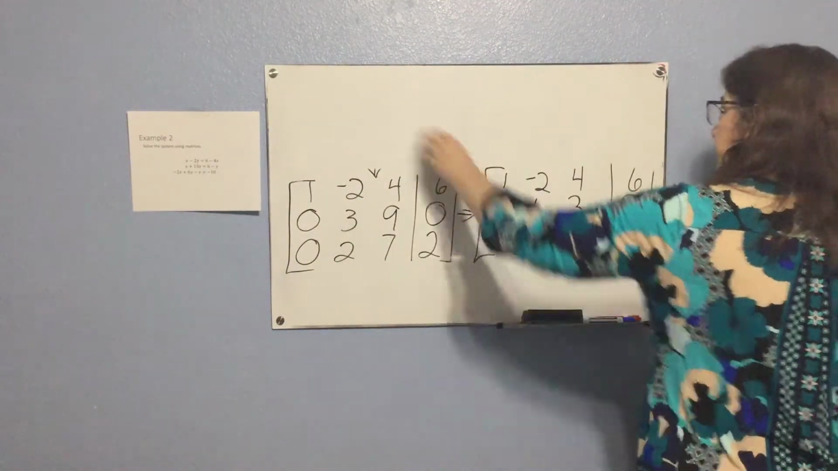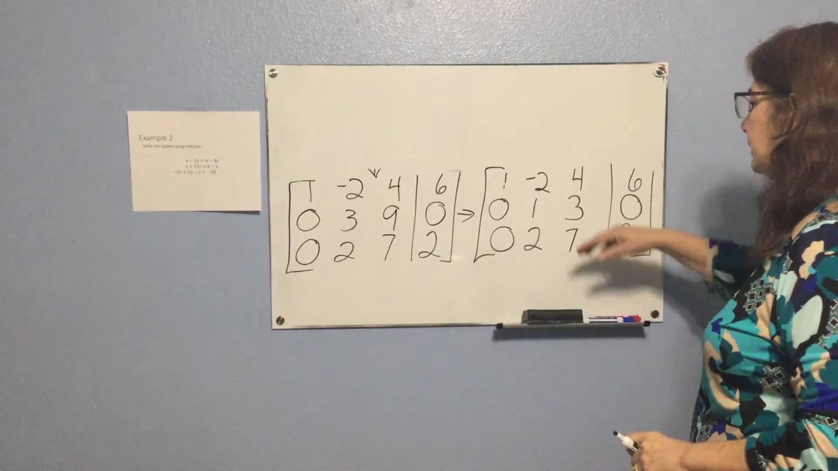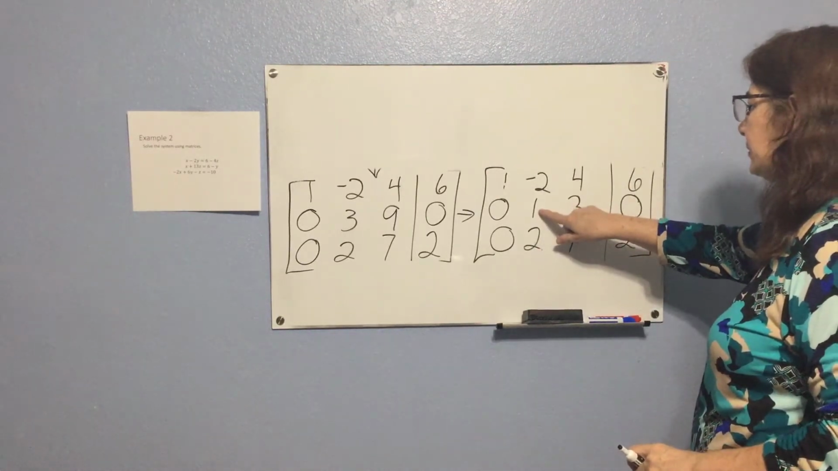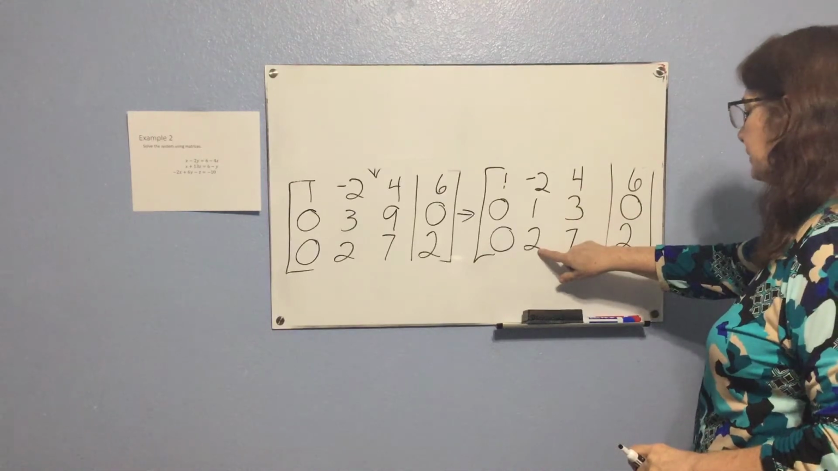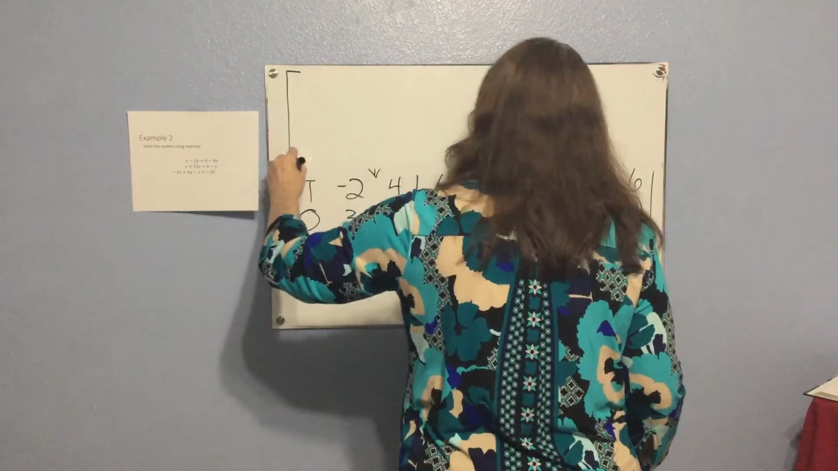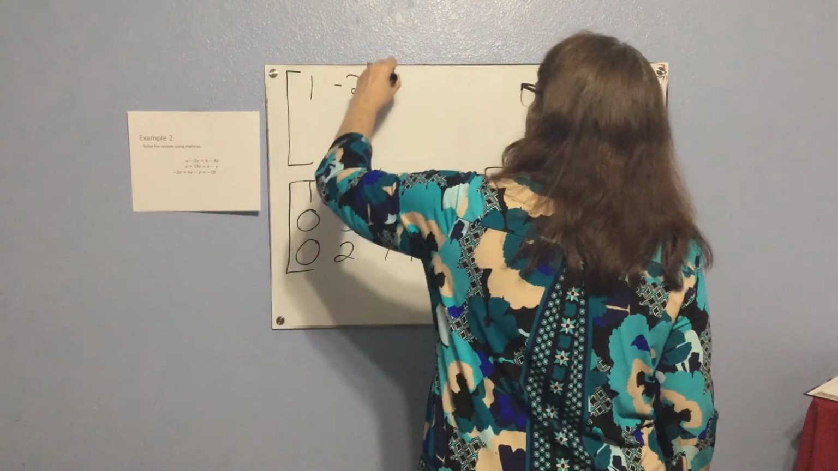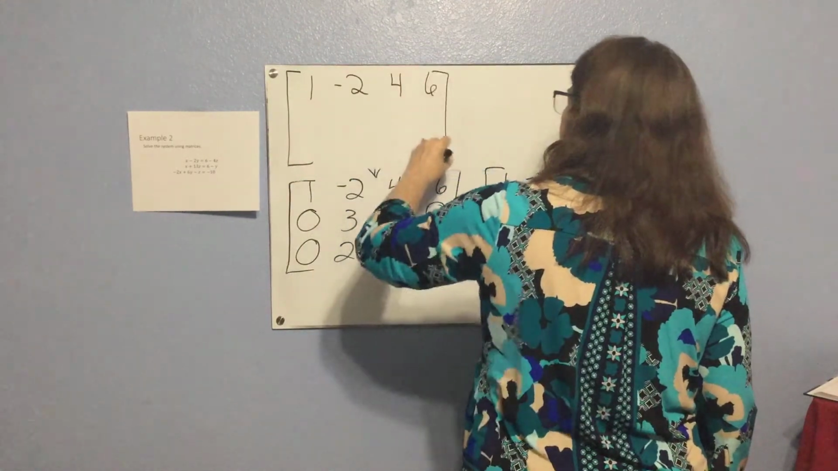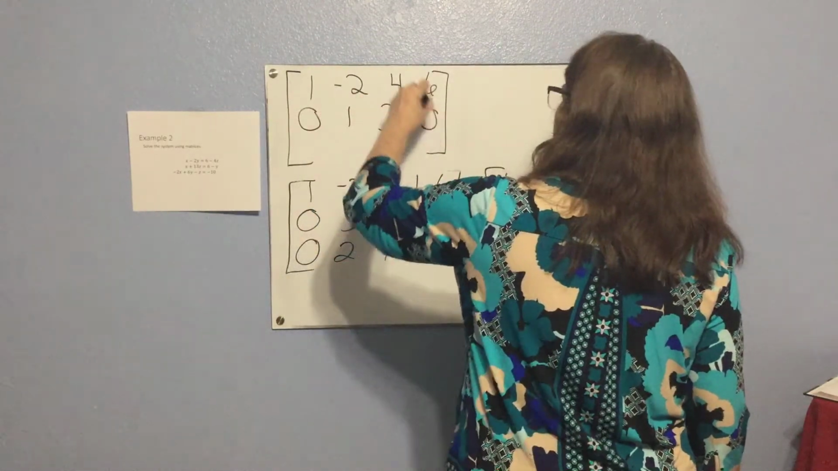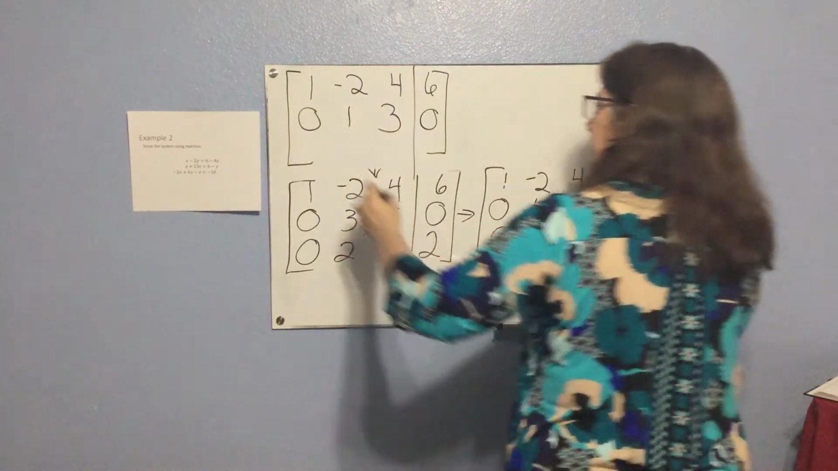Okay, moving back up to the top corner here, I have a 1 here with zeros underneath it, a 1 here, but I don't have a 0 underneath that. So I'm going to double this row and subtract it from this row. And again, I'll leave the first row the way it is. 1, -2, 4, and 6. Second row just the way it is.